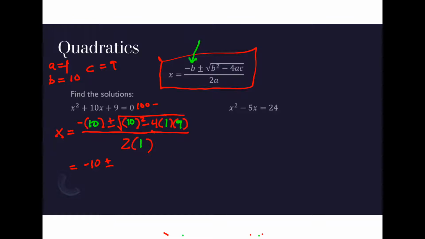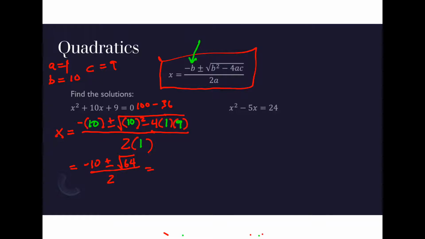So 4 times 1 is 4, and 4 times 9 is 36. So that's 100 minus 36. So this is going to be positive or negative square root of 64, 100 minus 36. And then we're going to divide that by 2.